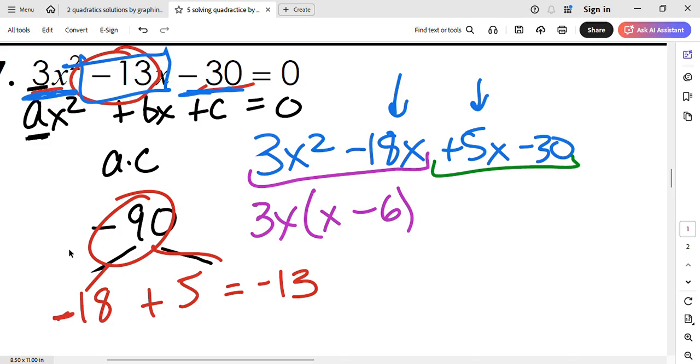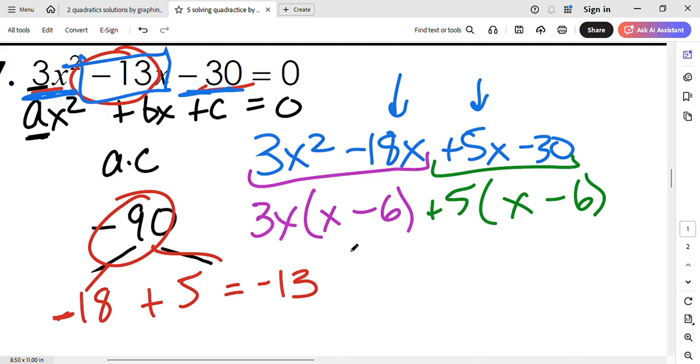Okay, look at the green group. All right, don't say the answer out loud this time. What's the greatest common factor of 5x and negative 30? Think about it. Okay, hopefully we all thought about it. Christian, give me the answer. 5. All right, I'm going to put a positive 5 there.